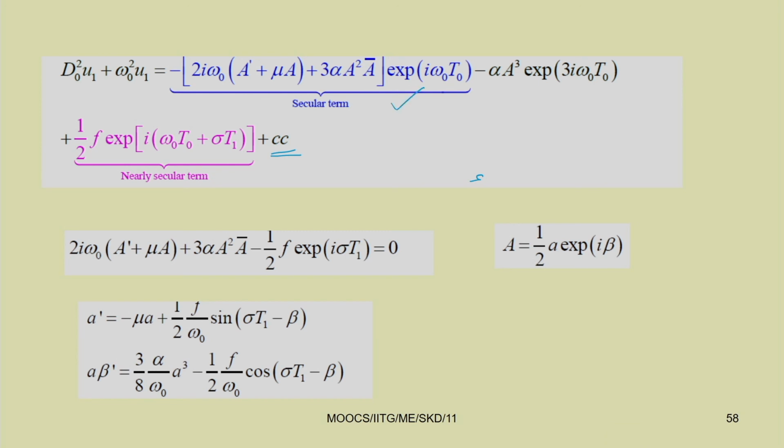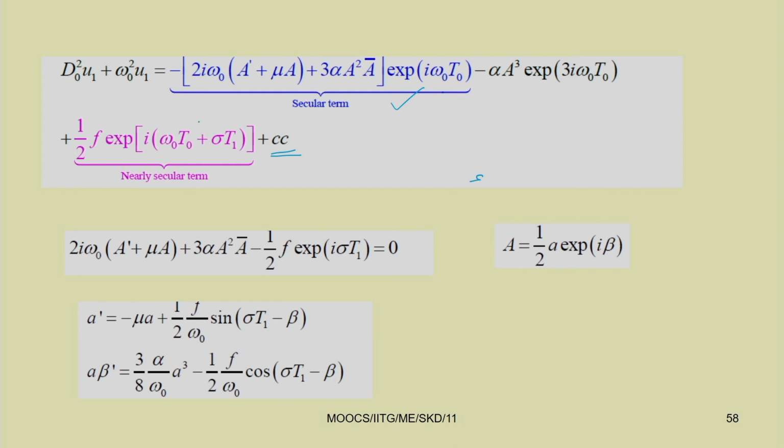So, here you already know that this is the coefficient of e to the power i omega 0 t 0, or the first term contains the term e to the power i omega 0 t 0. As this term contains e to the power i omega 0 t 0, its particular integral will tend to infinity. So, that is why this is known as a secular term. But now look at this term.